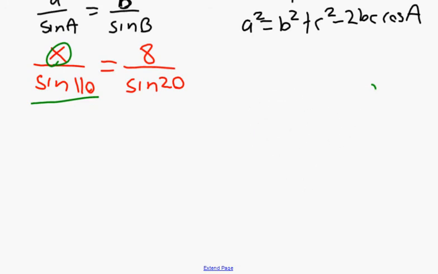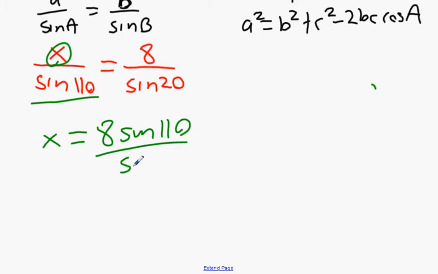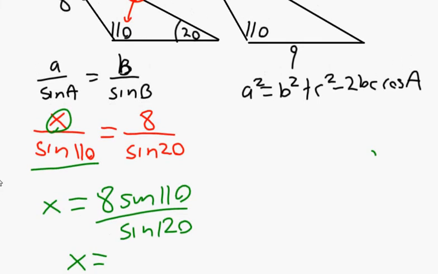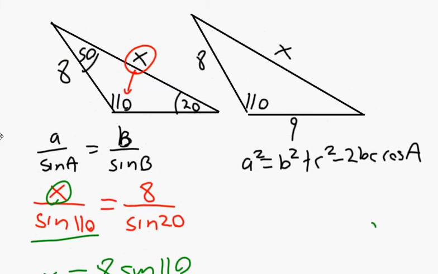What do I do with the sine 110? 8 sine 110 all over sine 20. Can somebody give me the answer for that one? Actually, before you give me that answer, can somebody make a prediction for me? Please pay attention to this. This is how you control your answer before you even do the question. If you look at angle 20, angle 20 is tiny in comparison to 110.